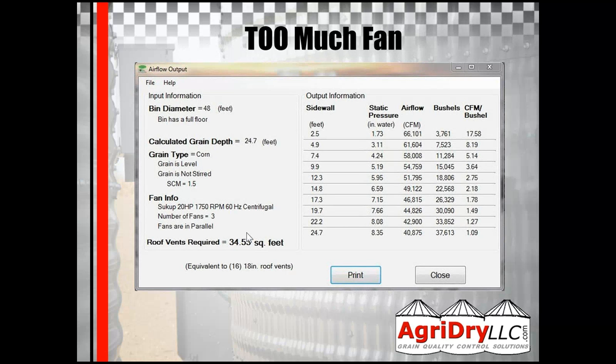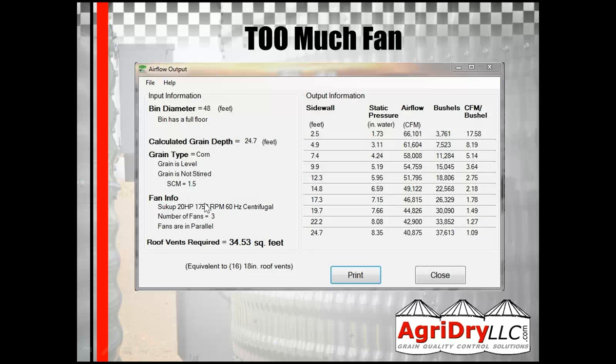And then too much fan. I touched briefly on it, but some guys, when we get to them, if their bins are already spec'd out, let's say for 1 CFM per bushel or for whatever they're doing, whether it's aeration or natural air drying, if they're spec'd out for what they want to do at their facility, they sometimes think that if we need more airflow, we just put another fan on the bin.